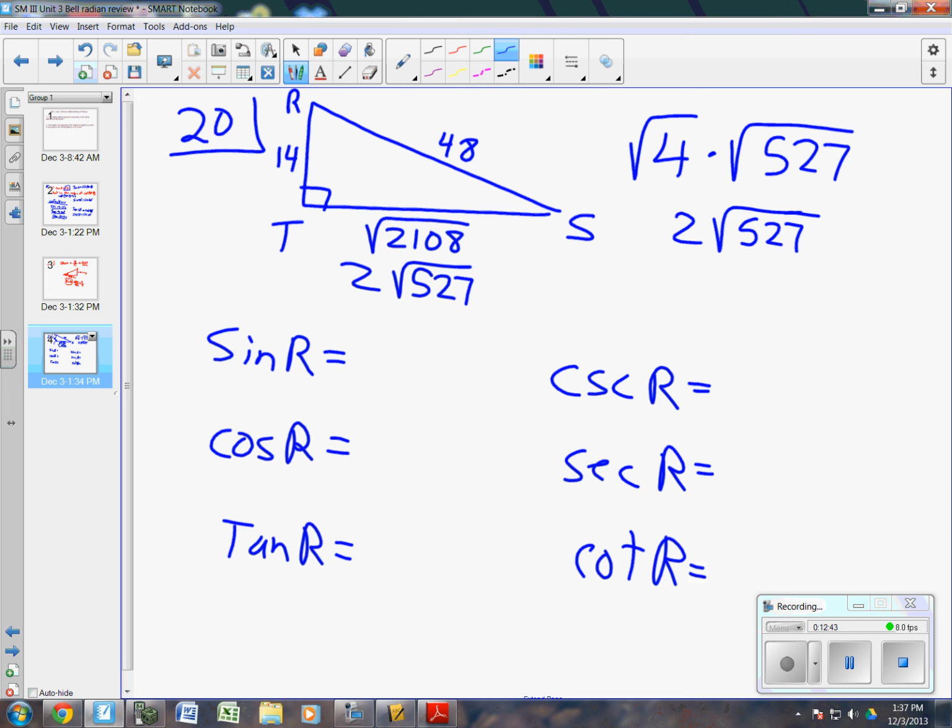Yeah, they actually reduced it to 2 square root of 527. So that's what we're going to use. Okay, so, yes. Is it wrong if you use 45.9? No, I'll accept it. However, this is what I want you guys to understand about this.